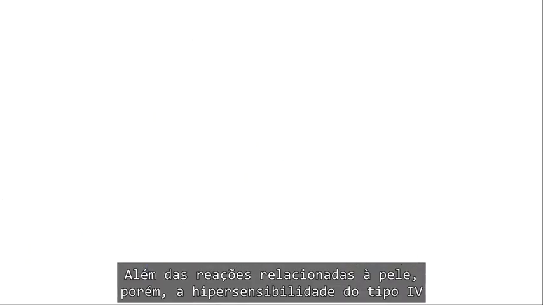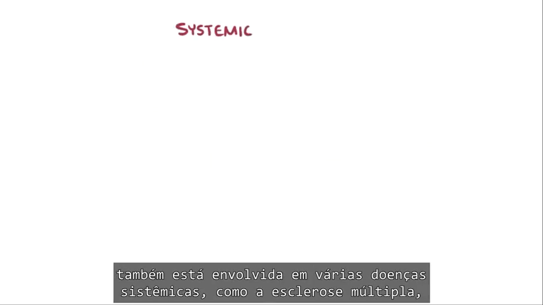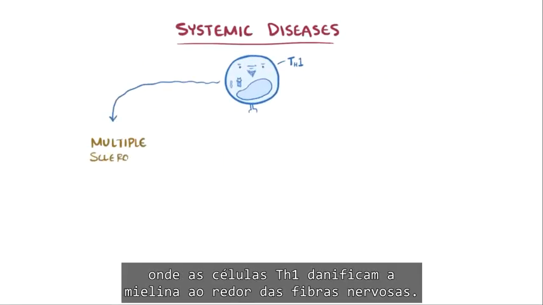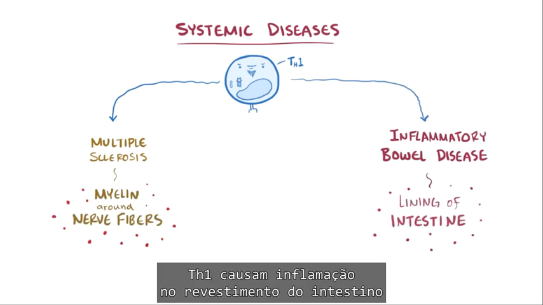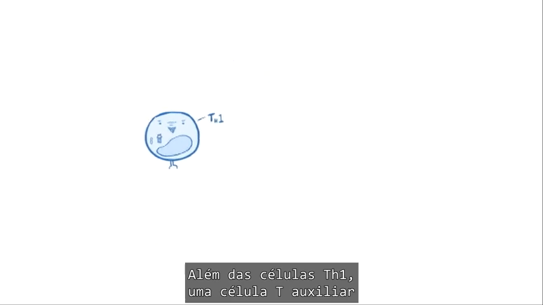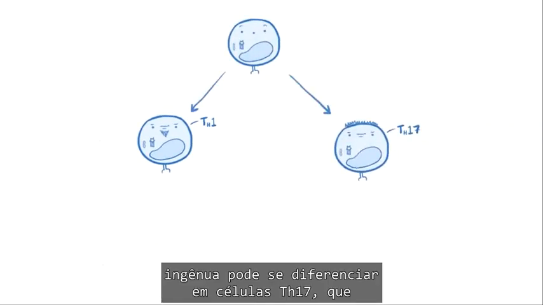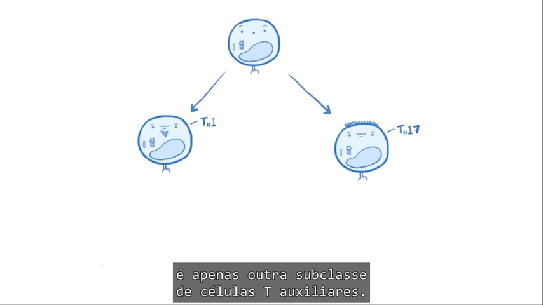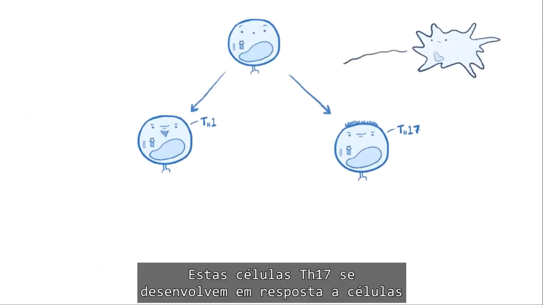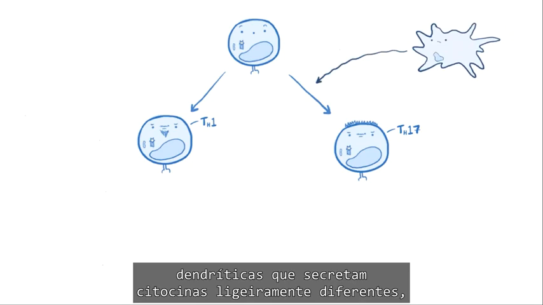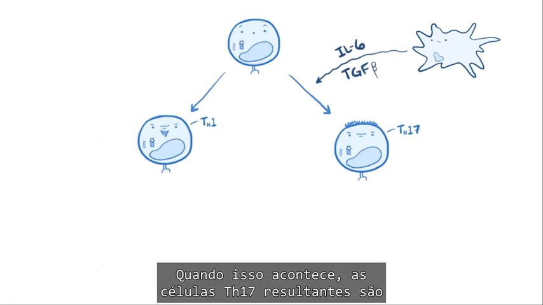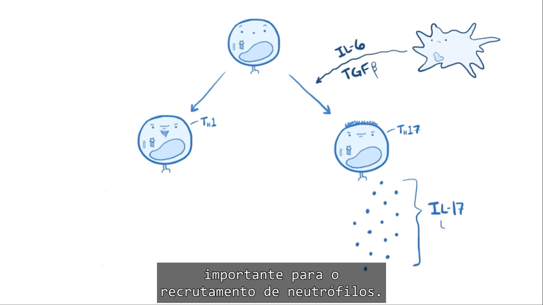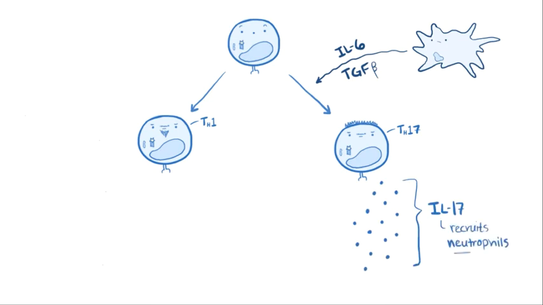Apart from skin-related reactions though, type 4 hypersensitivity is also involved in several systemic diseases like multiple sclerosis, where Th1 cells damage myelin around nerve fibers, and inflammatory bowel disease, where Th1 cells cause inflammation in the lining of the intestine. In addition to Th1 cells, a naive T helper cell might differentiate into Th17 cells, which is just another subclass of T helper cells. These Th17 cells develop in response to dendritic cells secreting slightly different cytokines, interleukin-6 and transforming growth factor beta. When that happens, the resulting Th17 cells are formed, and they produce interleukin-17, which is particularly important to recruiting neutrophils.